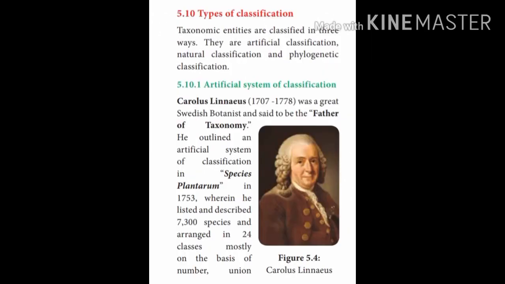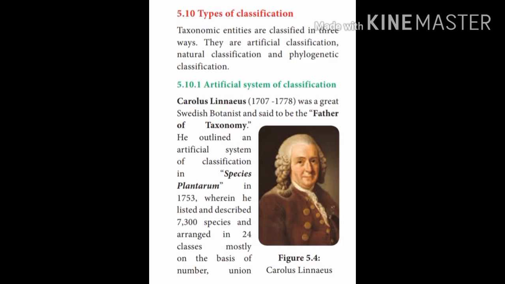Basically, there are three types of classification. Let's look into the first one, called the artificial system of classification. This was proposed by Carolus Linnaeus. He is known as the father of taxonomy. He is a Swedish botanist. He has written about this classification in his book Species Plantarum.